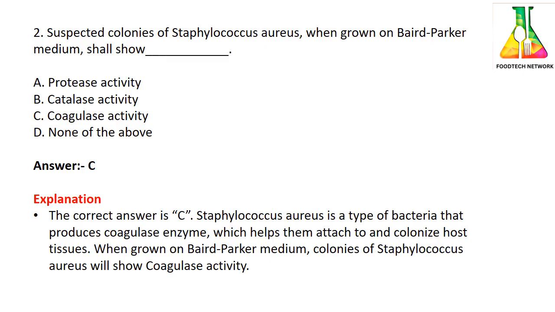Staphylococcus aureus is a type of bacteria that produces the coagulase enzyme, which also helps them to attach and colonize host tissues. When grown on a Baird-Parker medium, colonies of Staphylococcus aureus will show coagulase activity.